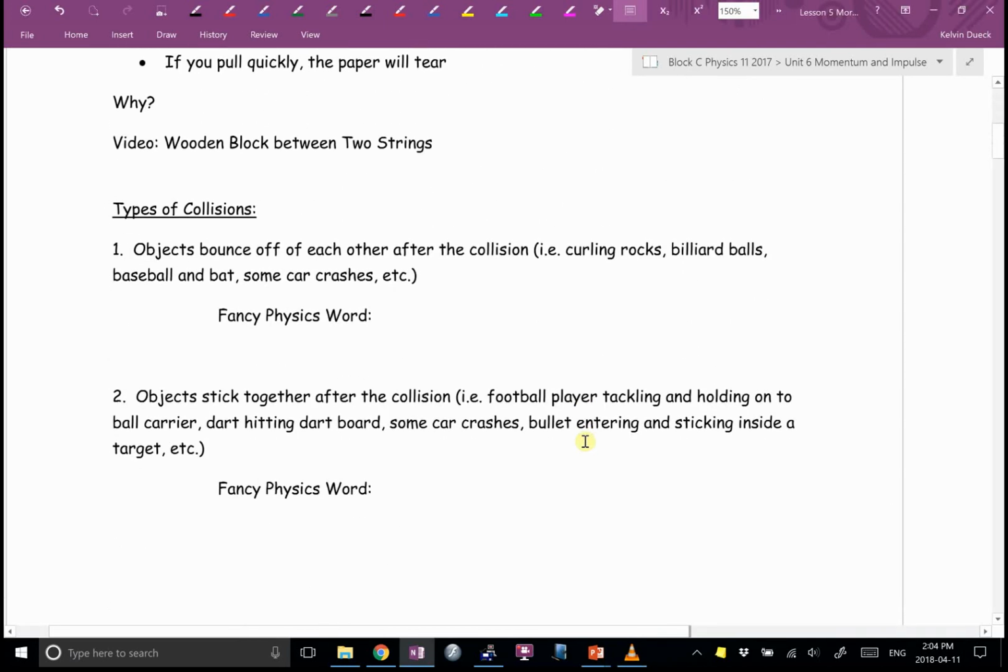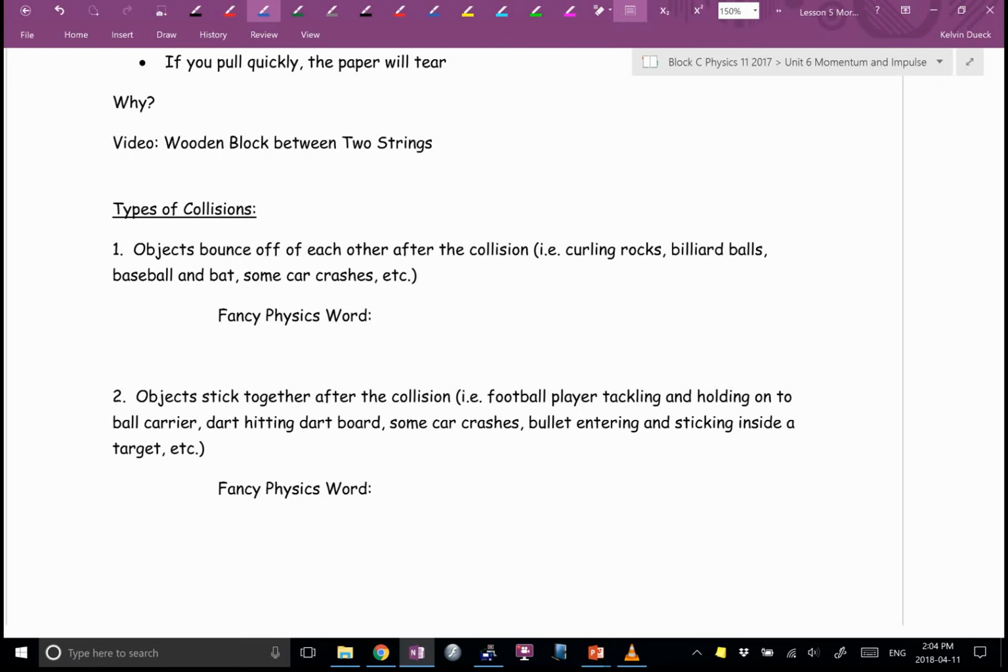Some terminology. I will typically use this term. These are 2 terms you need to know. There are 2 main types of collisions. There are collisions where the objects bounce off of each other, and there are collisions where the objects stick together. Examples of collisions where the objects bounce off of each other: curling rocks, playing pool, billiards, a baseball and a bat. I have yet to see a baseball stick to the bat. Some car crashes, not all car crashes. Some car crashes, the cars bounce off of each other. Some car crashes, they stick together.